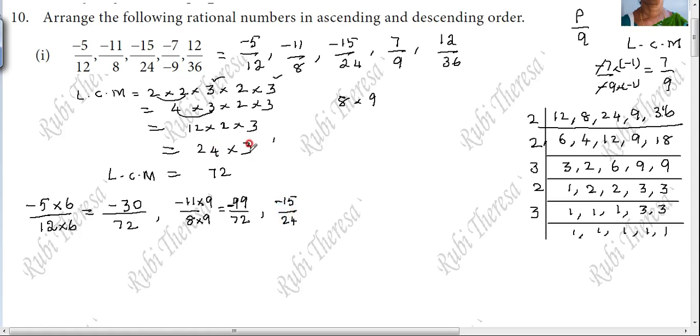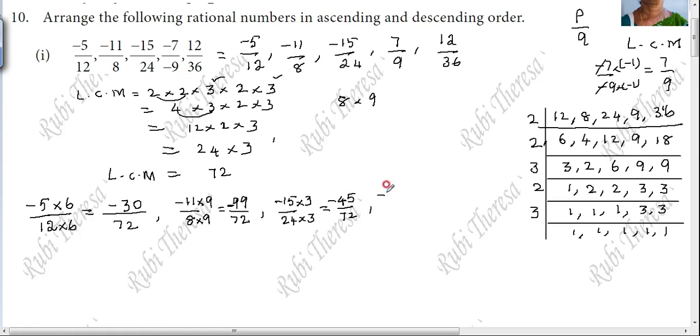24 should be multiplied by 3 in order to get 72. Do you follow? So 72. Here 15 into 3. 5 3s are 15. Remainder 1. 1 3 is 3. 3 plus 1, 4. Plus into minus, minus. So minus 45 by 72.